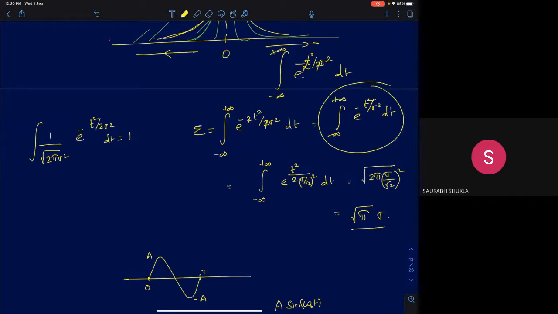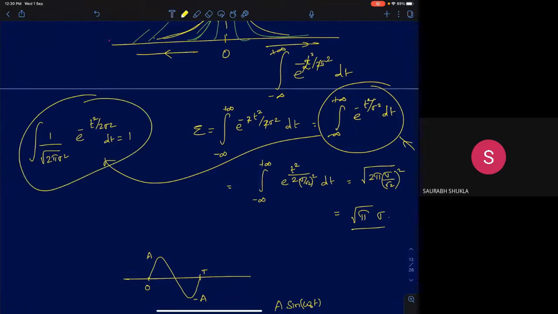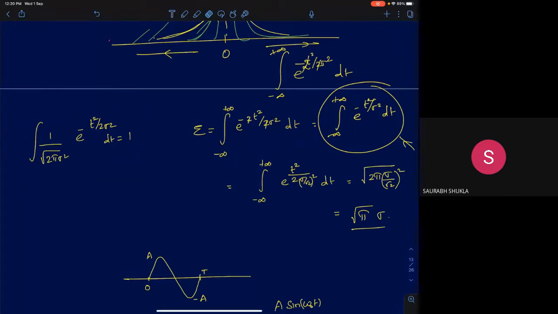How do you do that? Compare it with this. You know this result. Using this result, if you can write this expression in terms of this, then you're done with it. So first step, you need to find what is the variance.